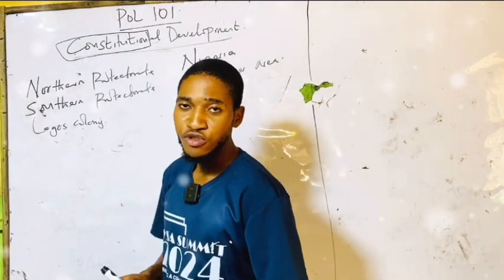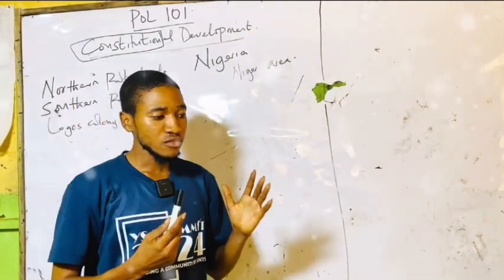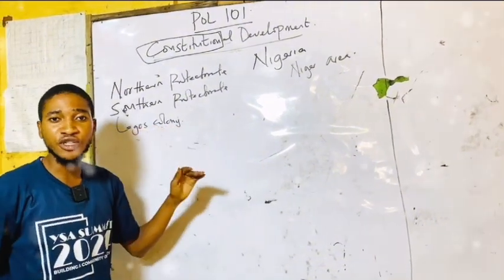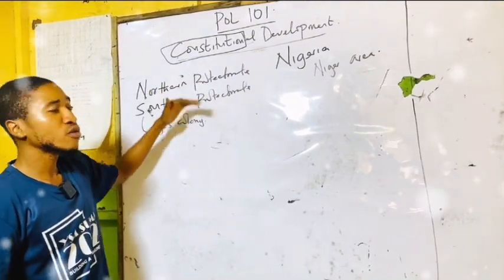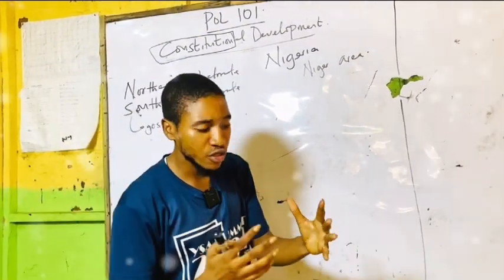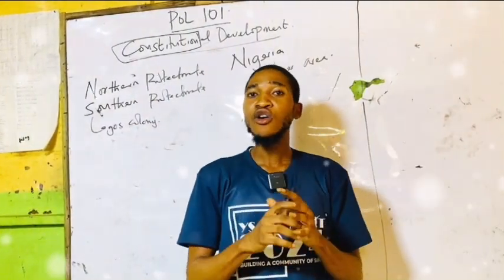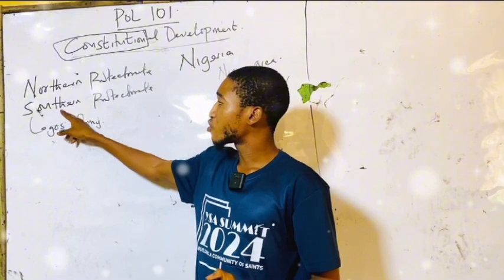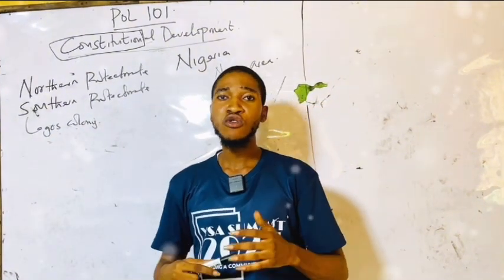And let's go back to history a bit. Now, we have these protectorates on the board. This was the handiwork of Britain. When they came to Nigeria, they were able to bring all the major regions in Nigeria under three forms, and they are known as Northern Protectorate, Southern Protectorate, and Lagos colony.